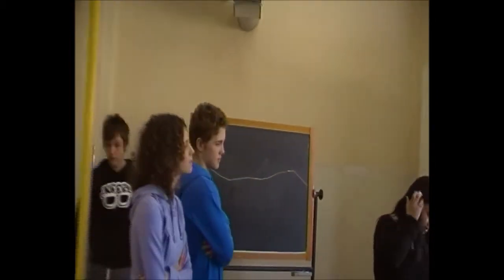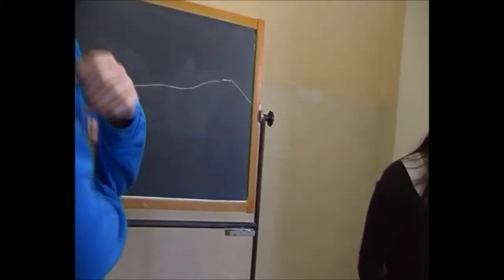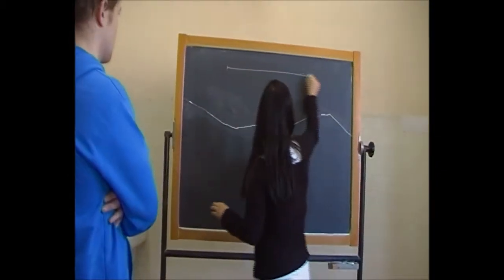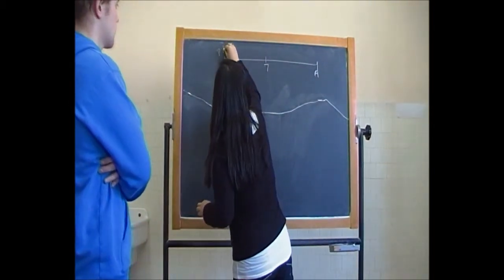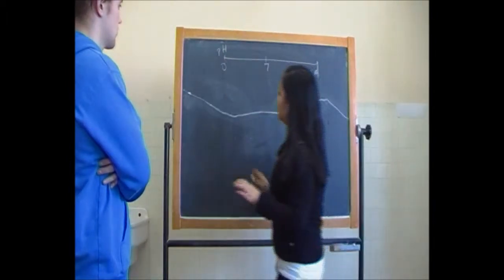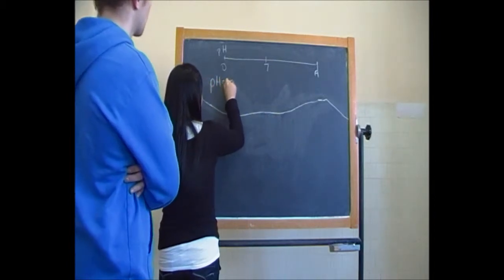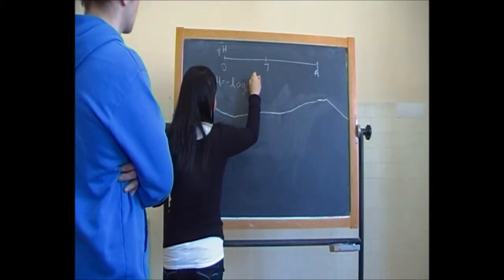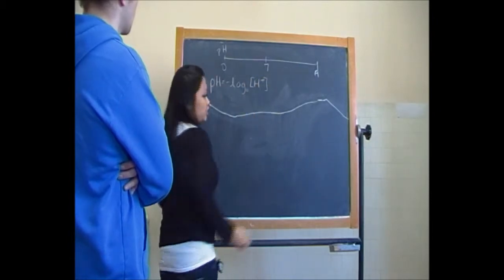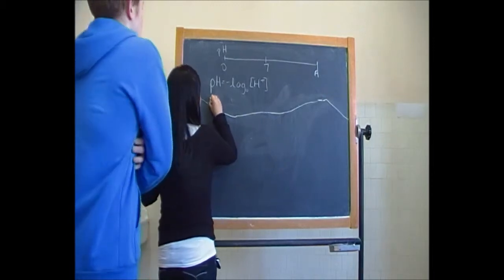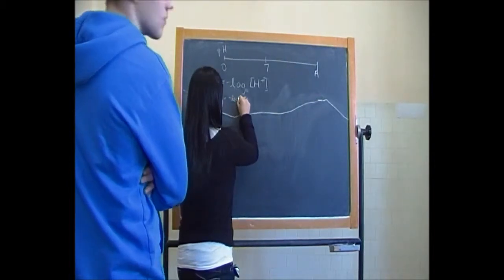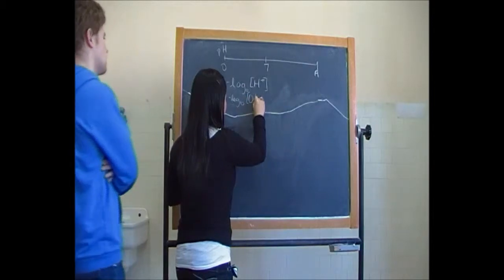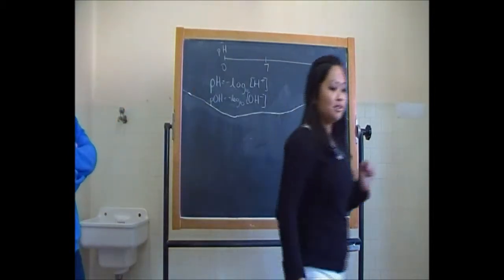In 1909, a Danish biochemist by the name of Søren Peter Lauritz Sørensen invented the pH scale. pH can range from 0 to 14, with 7 being defined as neutral. pH is mathematically defined to be the negative log base 10 of the hydrogen ion concentration. pOH, in contrast, is the negative log base 10 of the OH minus concentration.